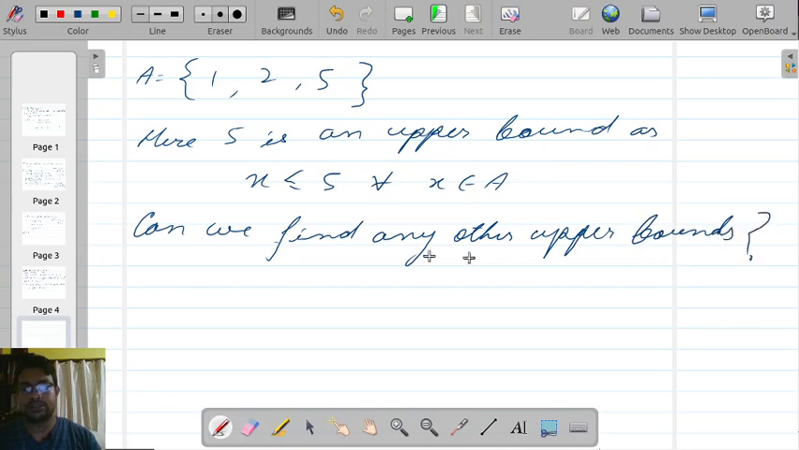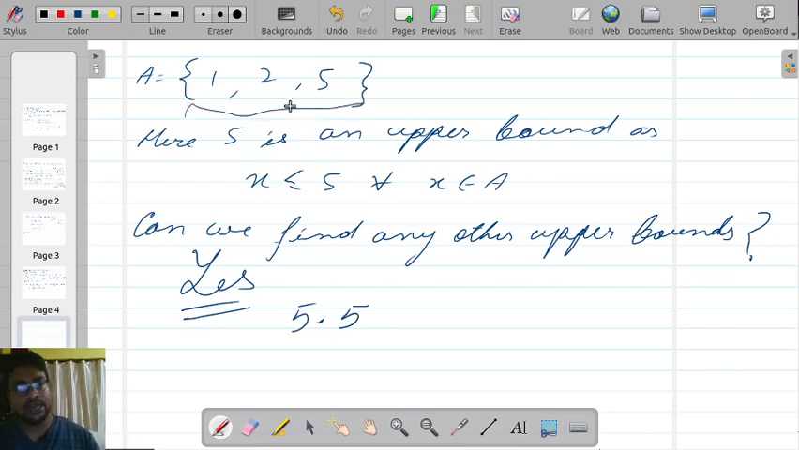The answer is yes, we can find many upper bounds of this set. What about the number 5.5? This is also an upper bound of A. So please don't get confused that an upper bound has to be an element inside A. It's not necessary. There are many sets where none of the upper bounds lie inside A. We will get those types of sets.